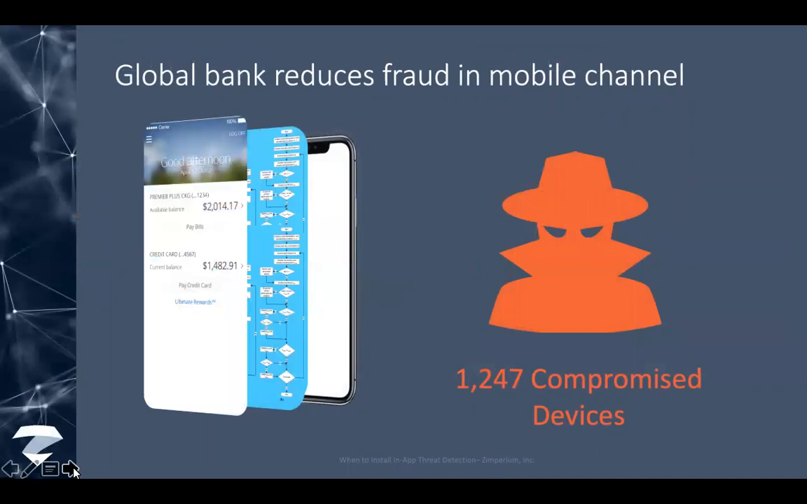So what happens if you start doing this? Well, this same bank that installed in-app protection into their banking app found that out of their device inventory of all their consumers, there were 1,200 compromised devices. Now there were 100,000 jailbroken devices. That's different, right? That's what a user does. A user jailbreaks or roots his device to do some function that he wants to do.